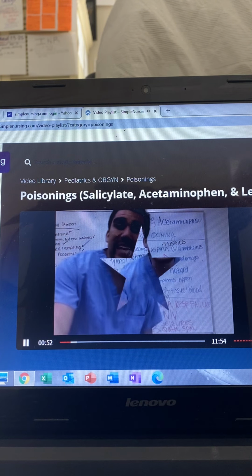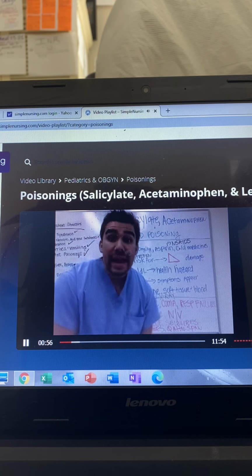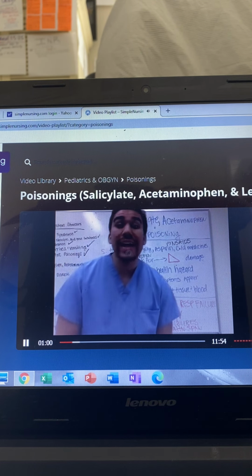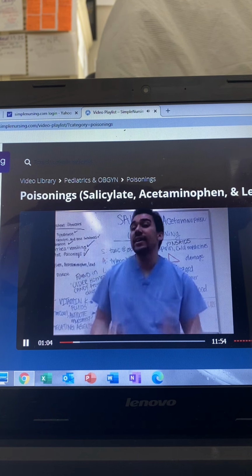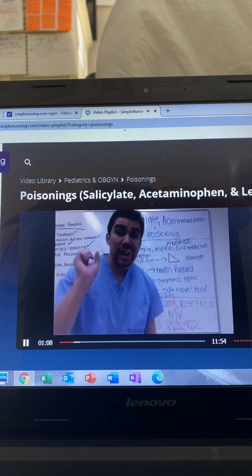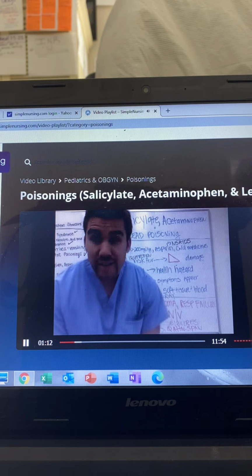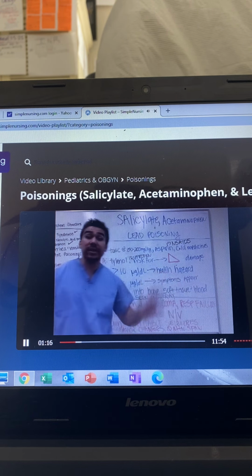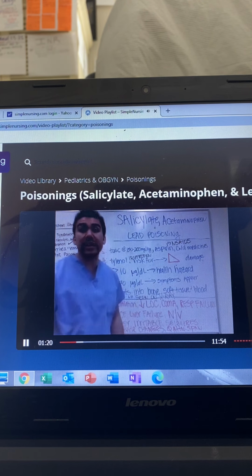Salicylate. Now, salicylate is another fancy word for the main active ingredient inside of aspirin or other NSAIDs, non-steroidal anti-inflammatories. So not only aspirin, but also ibuprofen. Now, they've started to make child locks on these over-the-counter drugs because we had a lot of pediatric patients being overdosed and eating them like they were candy.